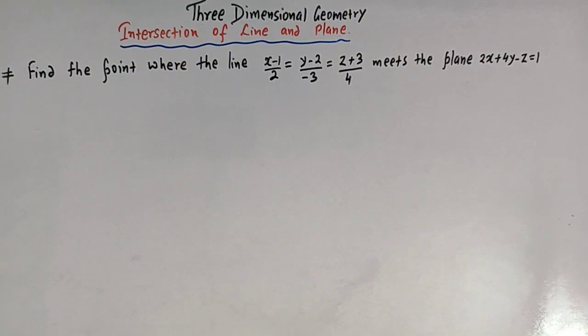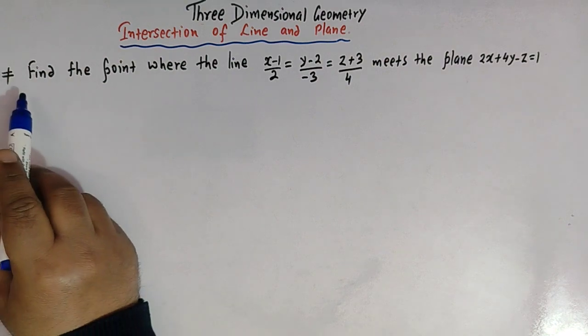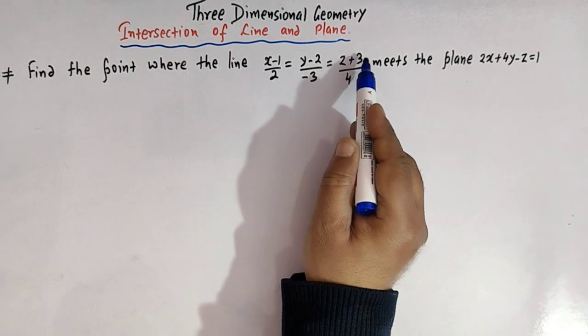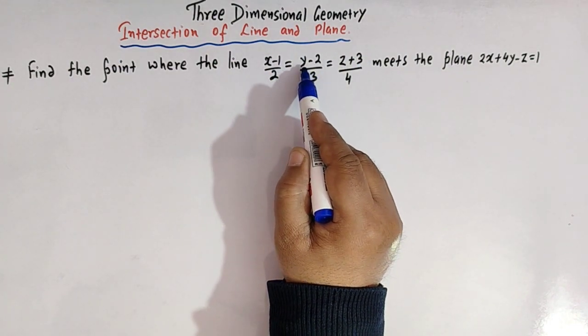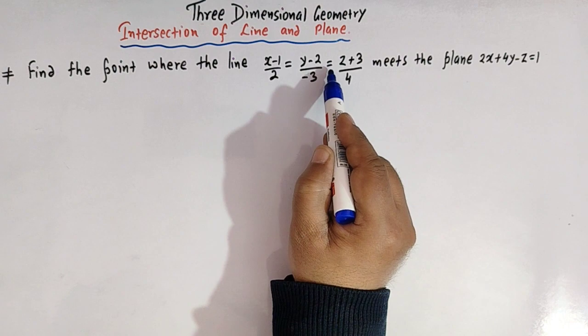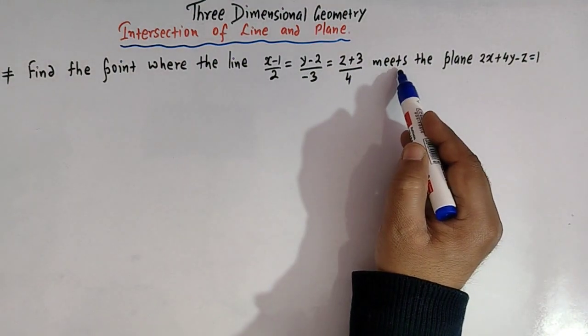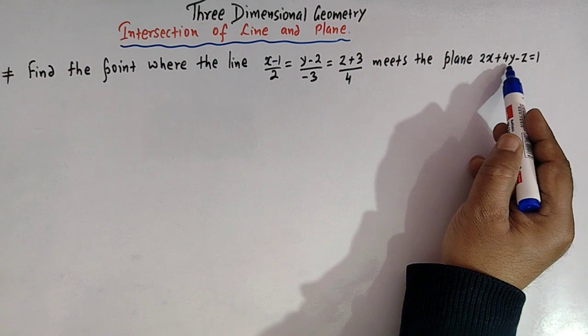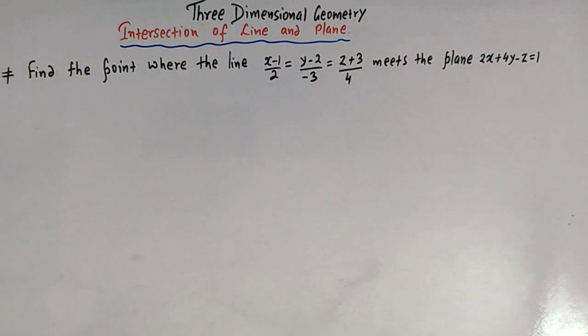Hello viewers, in today's class we are going to discuss one important concept from three-dimensional geometry with the help of one example. Here we'll discuss the concept of intersection of a line and a plane. The problem is: find the point where the line (x minus 1) over 2 is equal to (y minus 2) over minus 3 is equal to (z plus 3) over 4 meets the plane 2x plus 4y minus z is equal to 1.